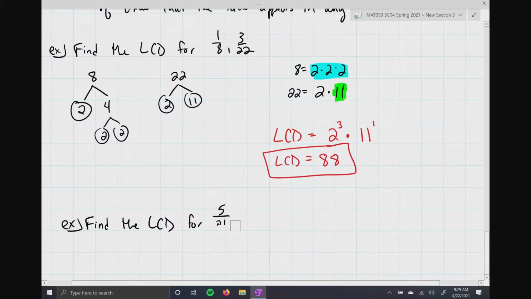I don't want to use 21. Let's use 12. So we're going to find the LCD for 5 over 12x and 7 over 36x to the third power.